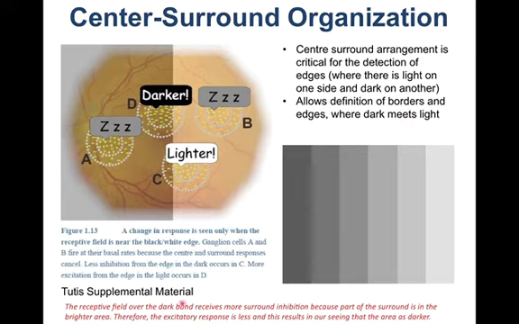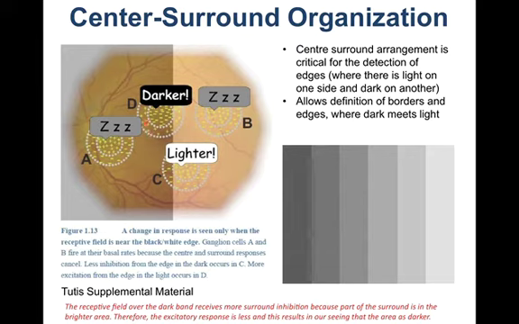And again, if you want to read through this, the Tudis material is very good, but the key point is here at the bottom. The receptive field over the dark band, this guy here, is receiving more surround inhibition because part of the surround is in this brighter area. So the excitatory response is less, and that results in a perception that this area is in fact darker than it actually is.